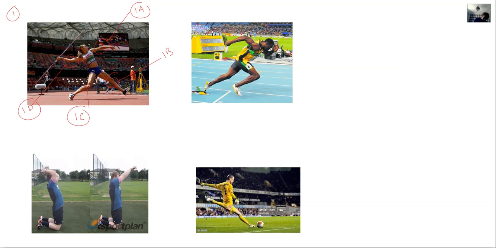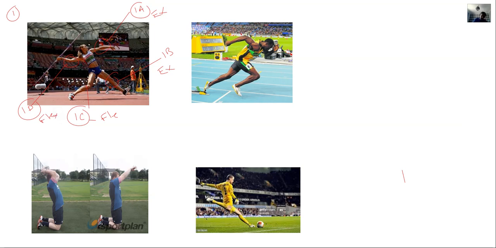So Jessica Ennis at 1A, that would be extension. It is clear, it is opening up. At 1B, that is also extension. At the knee, it's very, very straight. 1C, it's a little bit ropey. That is flexion. 1D, again, it's probably on its way in as she's about to throw. So we are going to say that is flexion also.